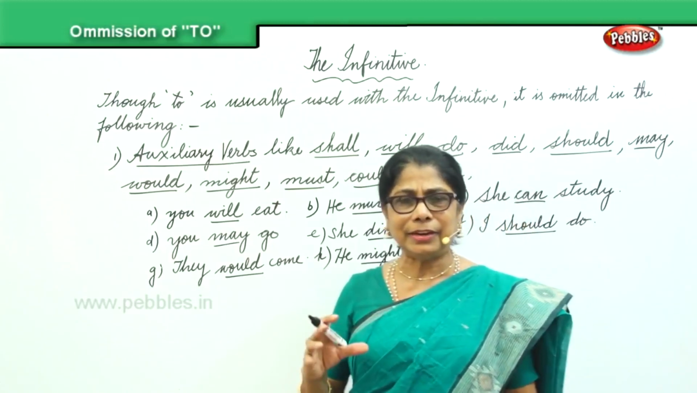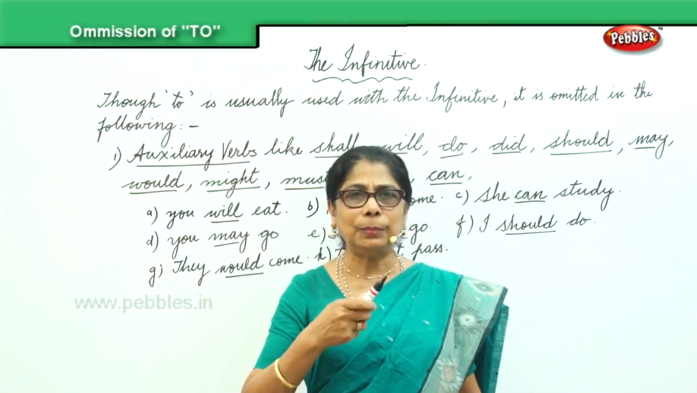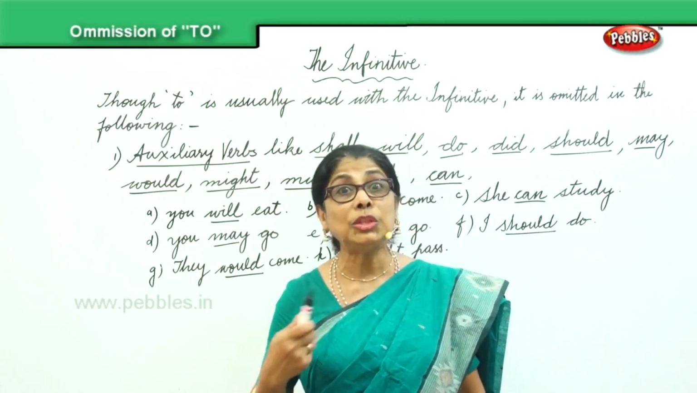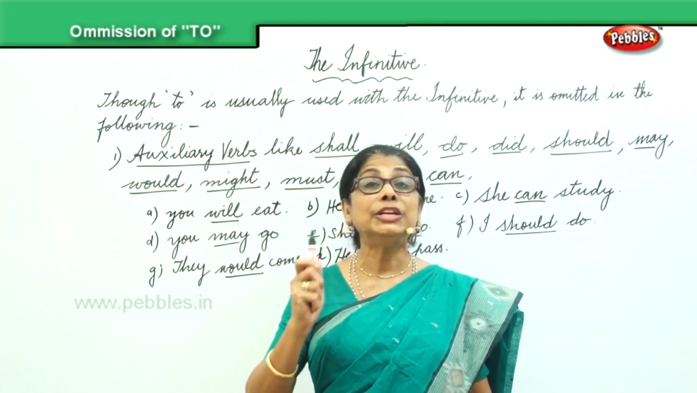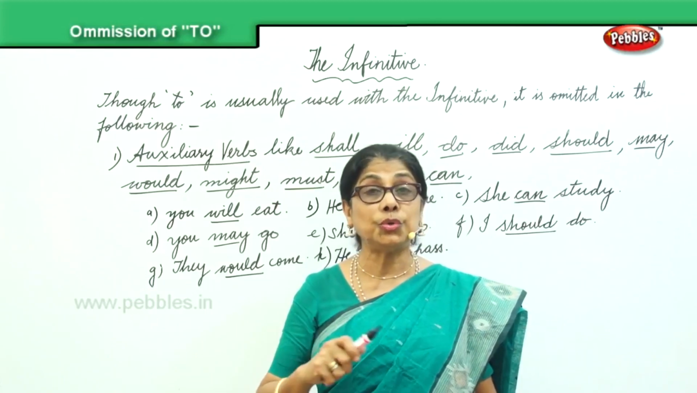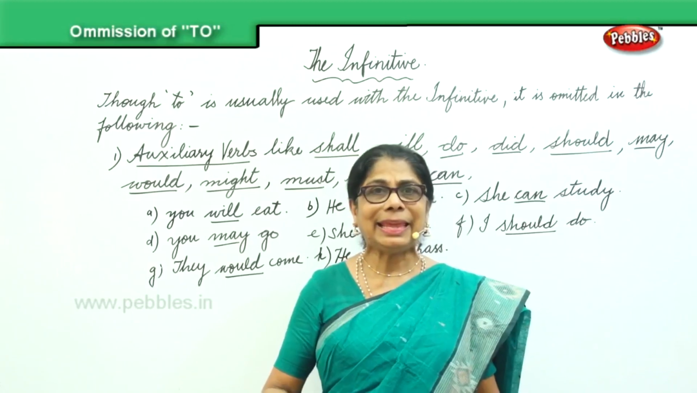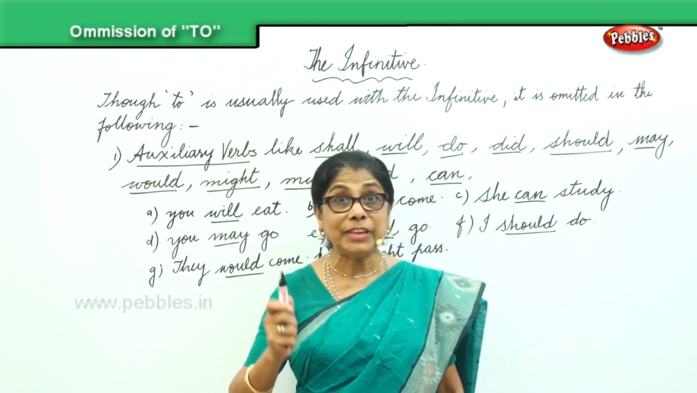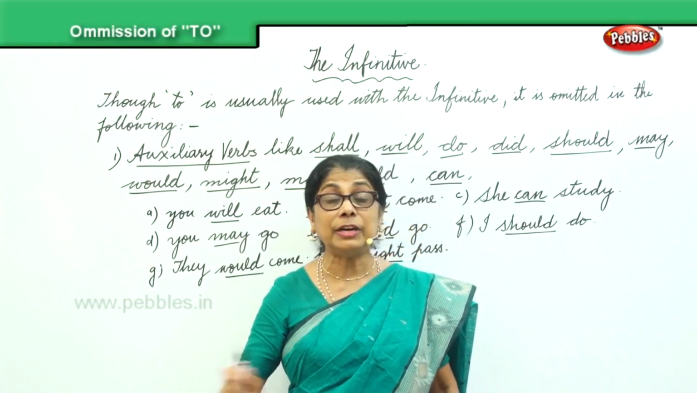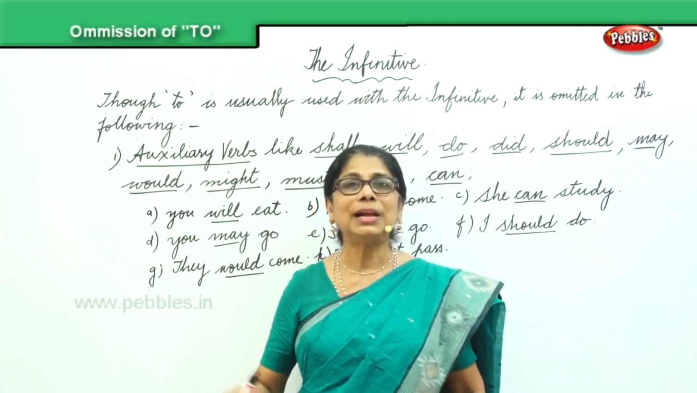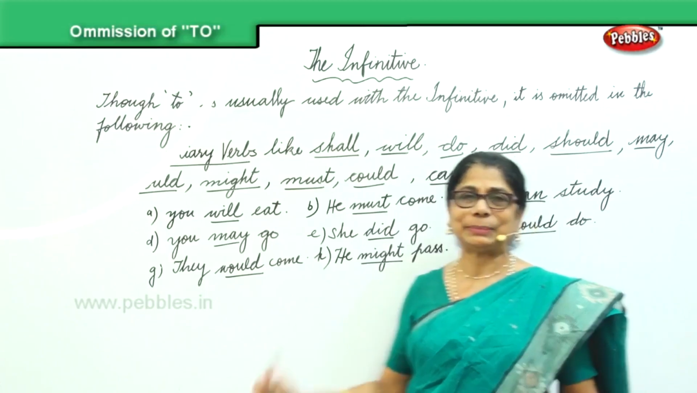Although in the infinitive, when we form the infinitive, we use the word "to" with the verb, to come, to go, to dance, whatever. In the auxiliary verb, if we are using an auxiliary verb, we have to omit the "to" in forming the sentence.